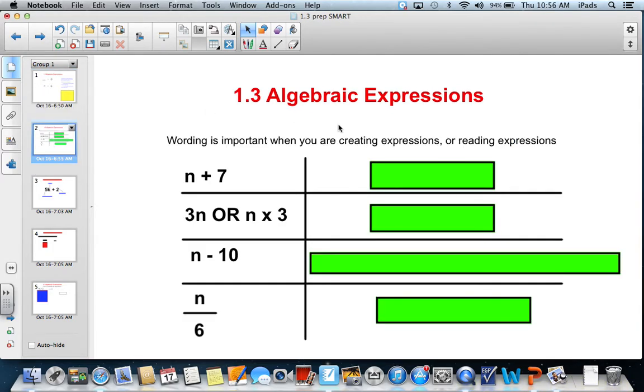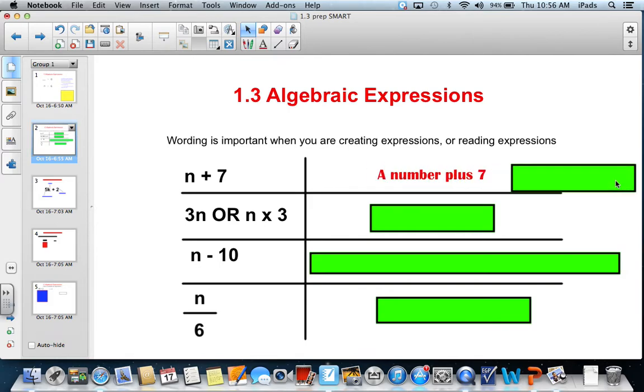So wording is important when you're creating expressions or reading expressions. If you look over here, this is an n plus a 7, so you can read that as a number plus 7. Over here, you can look at it as n times 3, but the problem is when you add an x there for the multiplication sign, people automatically think that means n x 3. So when we're writing algebraic expressions or eventually algebraic equations, you put the number and the letter right next to each other. So 3n is the same thing as n times 3 or 3 times n. We're just eliminating the multiplication sign.